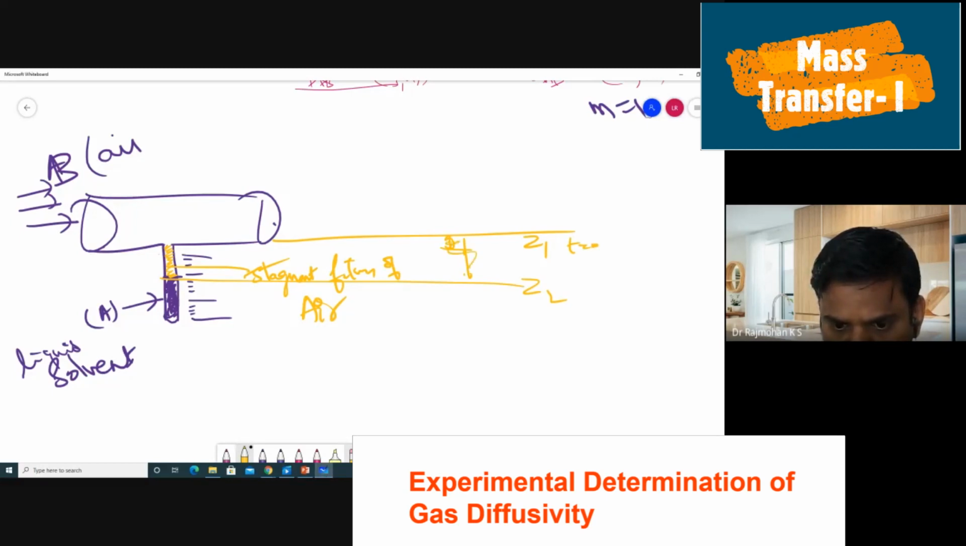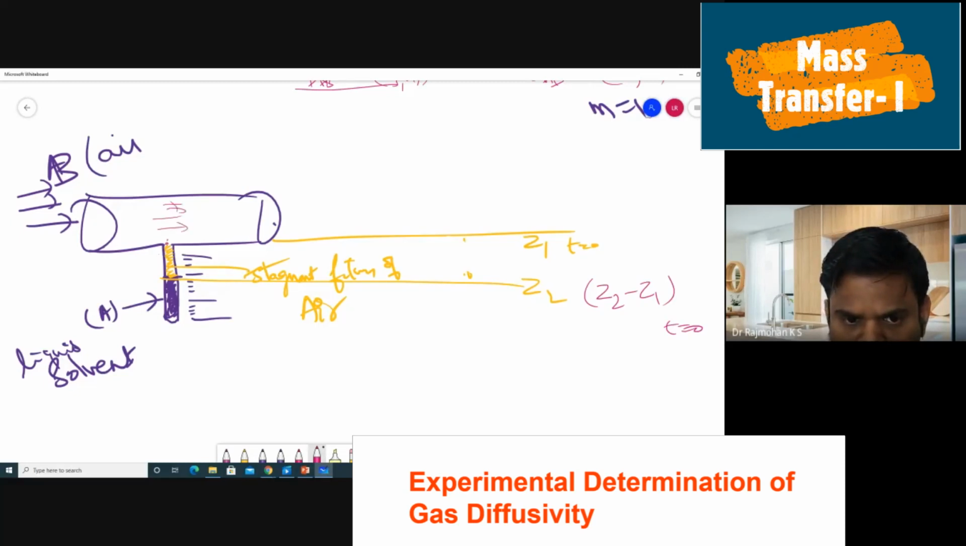So for this case, at time t equal to 0, we have a difference in height, Z2 minus Z1 at time t equal to 0. What will happen if we allow this to run after a certain time? Air is going here.